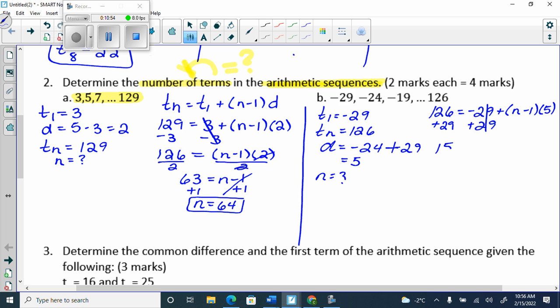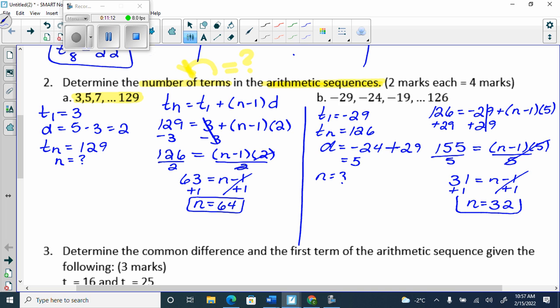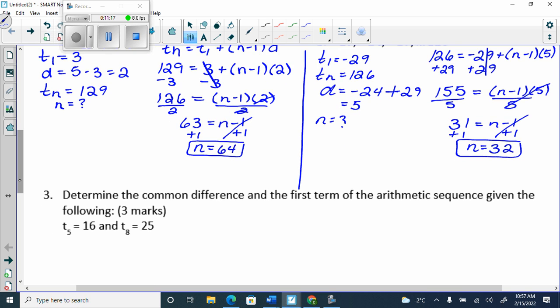I get 155 equals N minus 1 times 5. Divide by 5, and what do we get? 31. Add 1, and we get 32. So highlight it if you struggled. Don't if you didn't. A lot of people will say it's negative 5, and that's where they make an error.